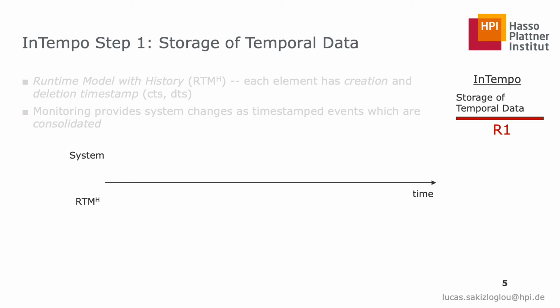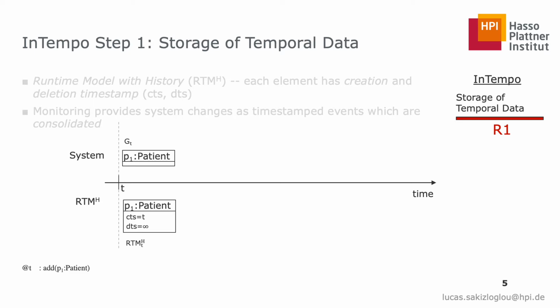Here we have a view with a top compartment and a bottom compartment. The top compartment shows the physical system, and the bottom view shows the runtime model with history. At time point t, an event occurs, a patient is added to the system, and this is reflected in the runtime model with history, where the creation timestamp reflects the time of the creation. The deletion timestamp is set by default to infinity, which in practice is the maximum value supported by the system.